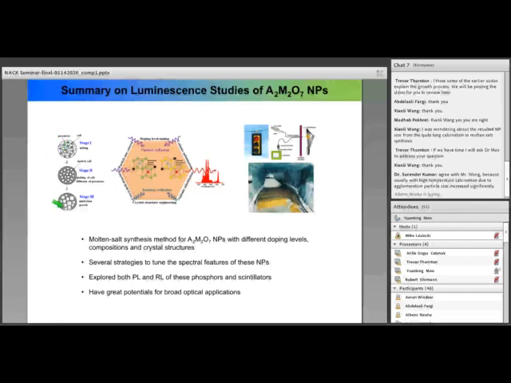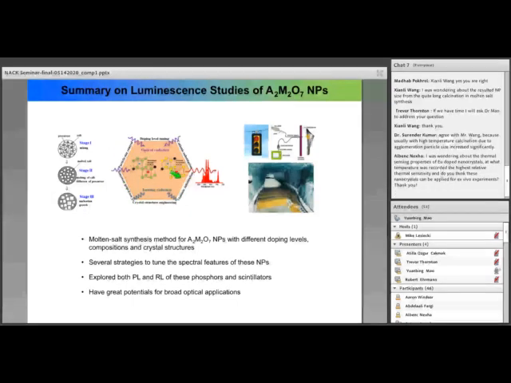I talked about the synthesis by this molten salt synthesis process. In terms of spectral tuning, I mentioned these 6 strategies here and showed you some examples. In terms of the applications, I showed you 3 examples as well.